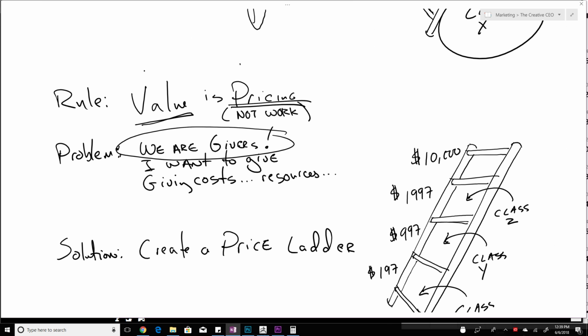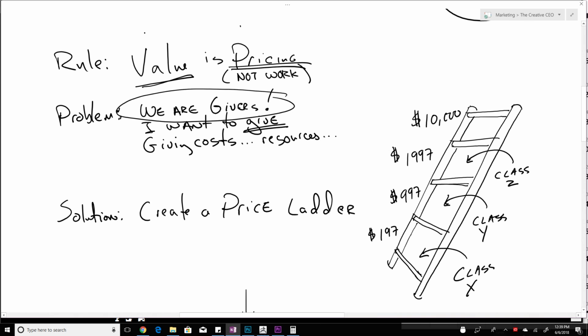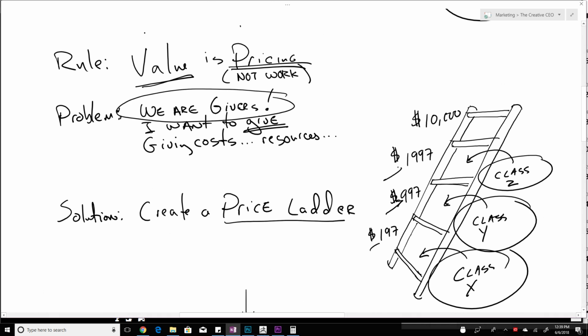And in order for you to be in a position to continue to give to people, you have to be able to structure this in a way that it supports you. And so the solution to it is to make sure that you create a pricing ladder, which means that class X might be $200. Class Y might be $1,000. Class Z might be $19.97.